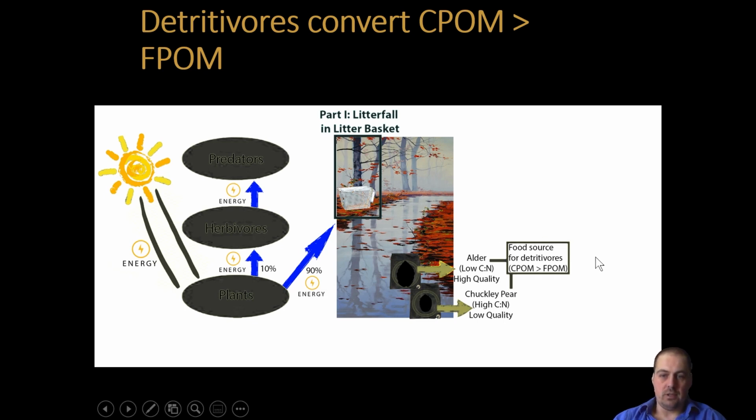So, as mentioned, these leaves are a food source for different types of inverts, specifically shredders, even more specifically, something called detritivores. So these are organisms that eat dead or decaying plant or animal parts. And by doing so, they convert coarse particulate organic matter to fine particulate organic matter. So that's just a complicated way of saying they break it down into smaller pieces.